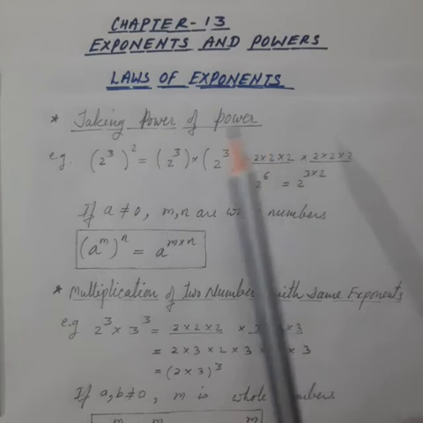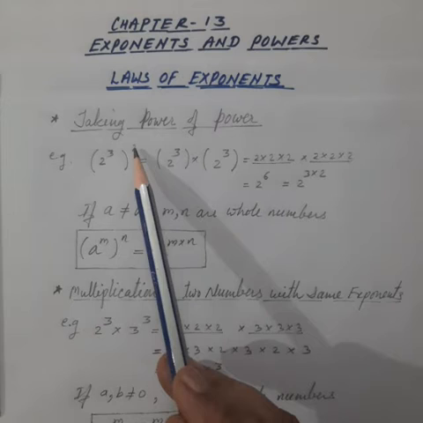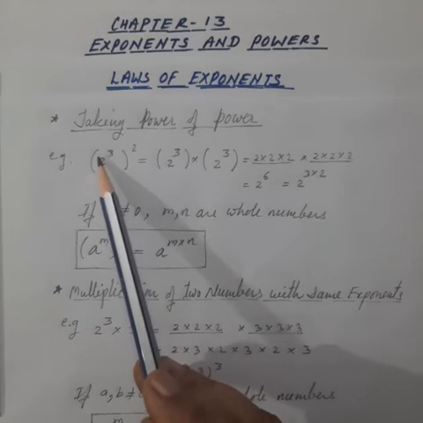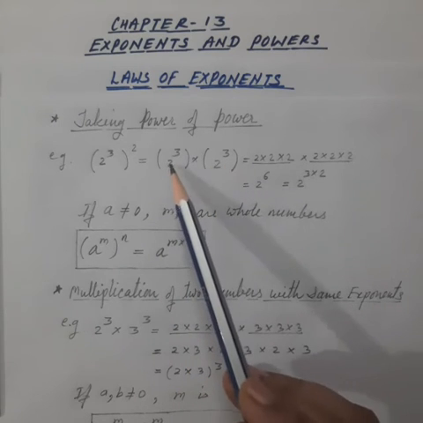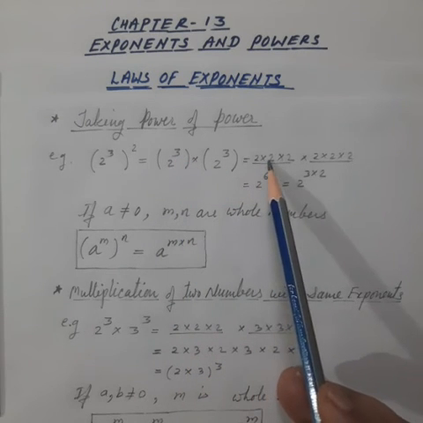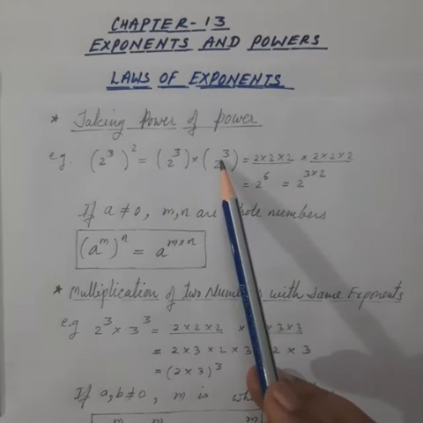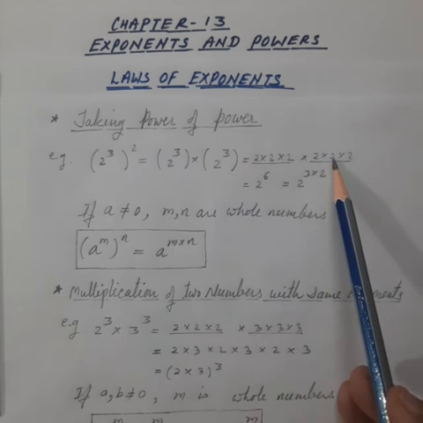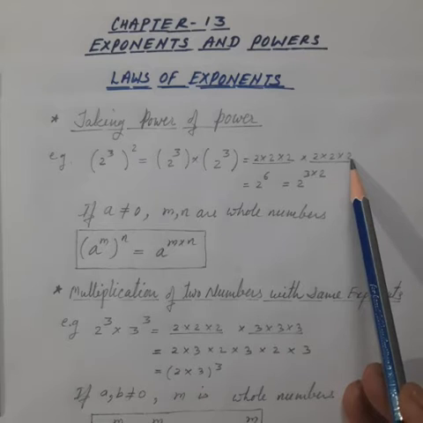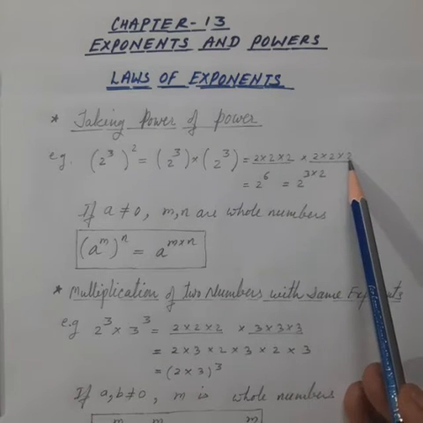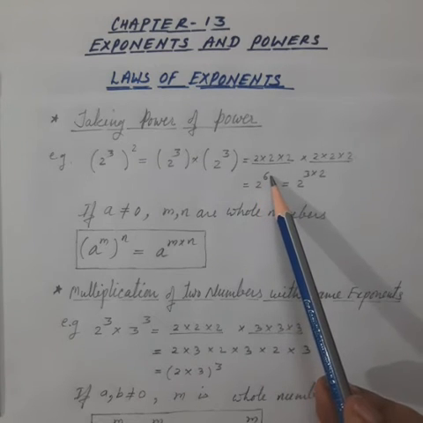Taking power of power. Here the base is 2 cube and power is 2. For this power 2, the base is multiplied by itself 2 times: 2 cube into 2 cube. For this 2 cube, we can write 2 into 2 into 2, 2 is multiplied by itself 3 times. And for this 2 cube also, we can write 2 multiplied by itself 3 times. In this multiplication, base 2 is multiplied by itself 6 times. So we can write it as 2 raised to the power 6.